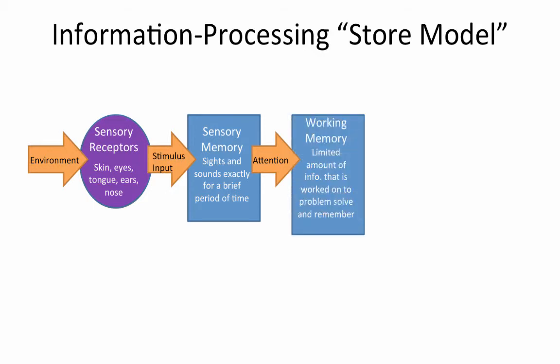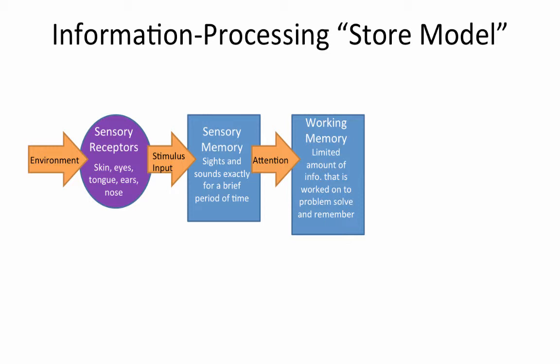Our working memory is an active workbench that we can use to process information. So we can take information and work on it when we're solving problems. We can take it and rehearse it in this area to help get it into the next store, which is long-term memory. Or we can just use it, and if we don't pay attention to it for an extended period of time, it will eventually just disappear.